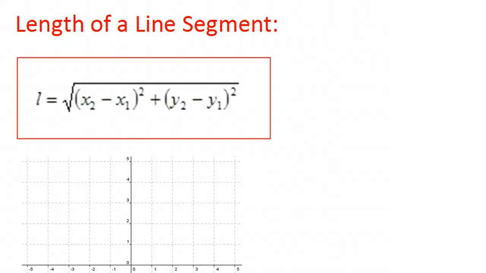Hello. In this video, we're going to go through and show how to find the length of a line segment formula. This is a really useful formula when working in coordinate geometry, and it's heavily tied to the Pythagoras theorem.